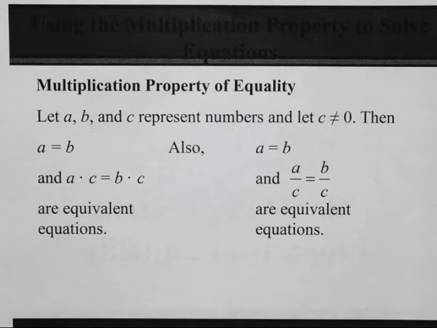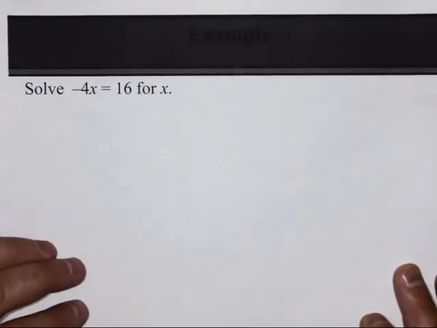Once again, keep in mind the idea of balancing scales. Want to keep that equation balanced. Whatever I do to one side of the equation, I have to do the exact same thing to the other side of the equation. So that's essentially what this is saying. Alright, so let's look at some examples here.